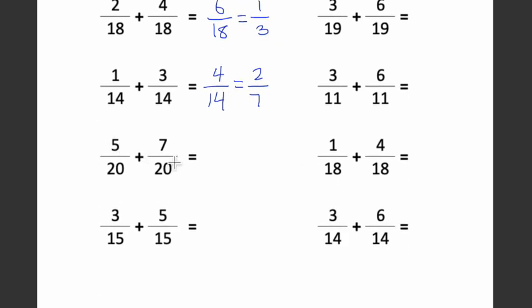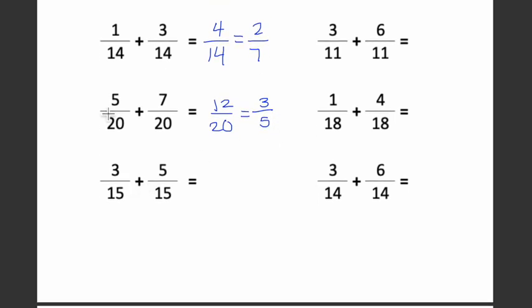5/20 plus 7/20 is 5 plus 7 is 12. Keep the denominator of 20. Now we can divide both sides by 4. So 12 divided by 4 is 3. And 20 divided by 4 is 5. So our answer is 3/5.